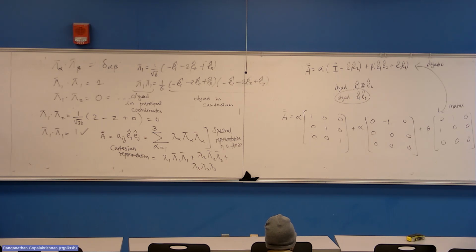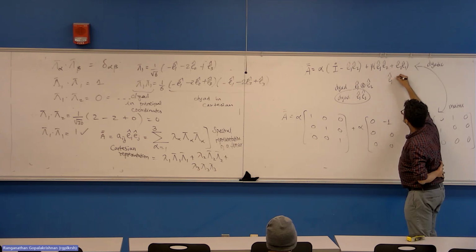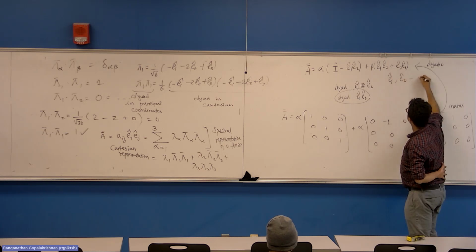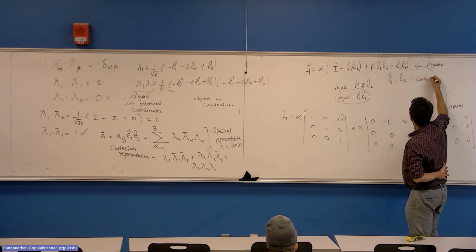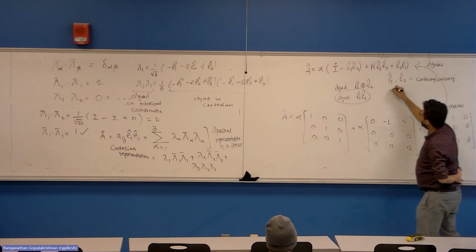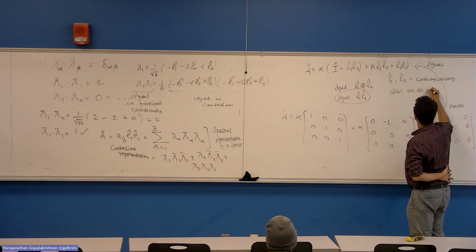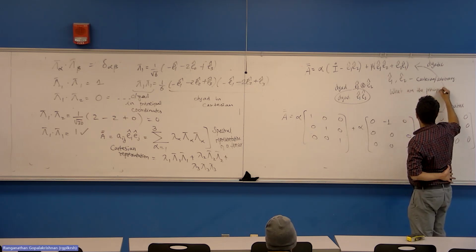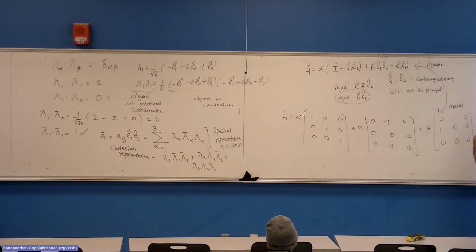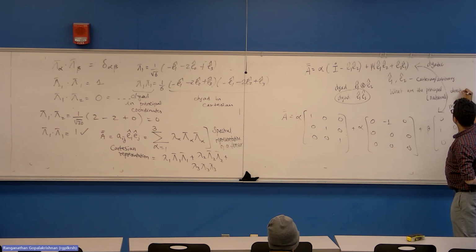Okay, so this is in terms of E1 and E2, which are, let's say, Cartesian, or even not Cartesian, it could be some arbitrary coordinates. Question is, what are the principal directions? And whenever I hear the word principal, in my mind I go, what are the natural directions for this matrix or this tensor?